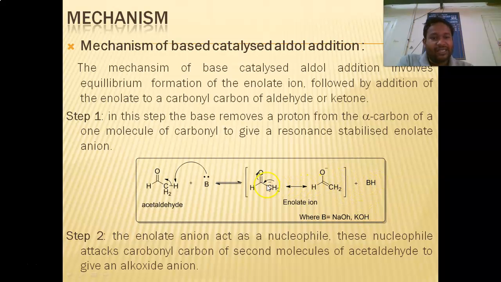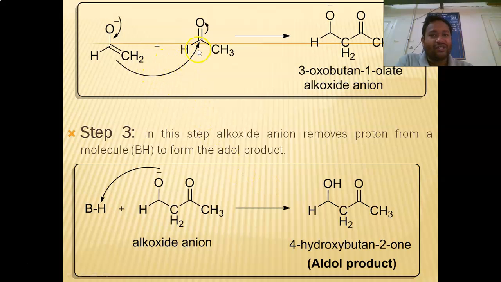In the second step, this enolate ion acts as a nucleophile. This nucleophile adds across the carbonyl carbon, forming the corresponding 3-oxy butan-1-olate. This ion is called an alkoxide ion. In the third step, this alkoxide ion, which is considered a strong base, abstracts a proton from BH, forming the neutral compound, that is 4-hydroxy butan-2-one.